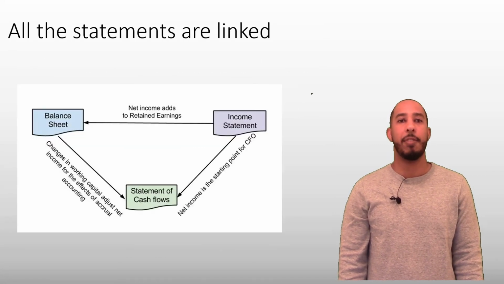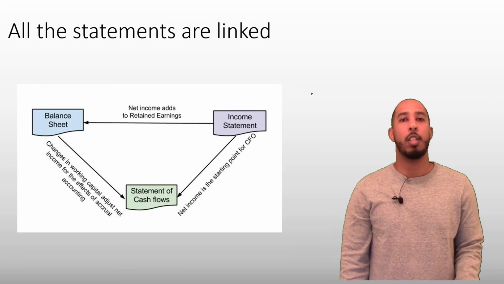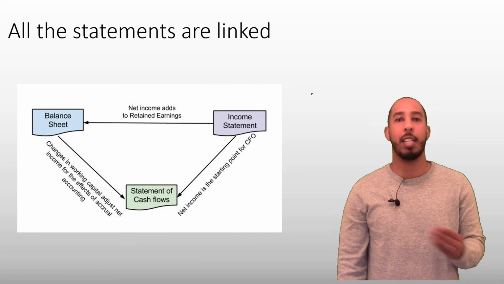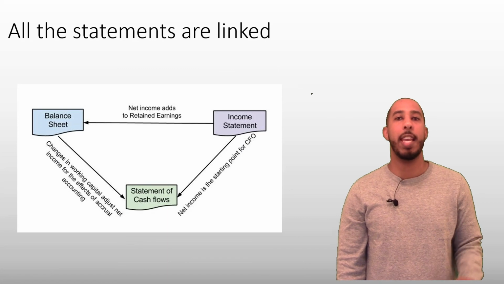One last thing I want to emphasize is the interconnectedness of the financial statements. Because of the double entry system of accounting we use, you cannot change one thing without it affecting something else. For example, let's imagine something like a net income change.